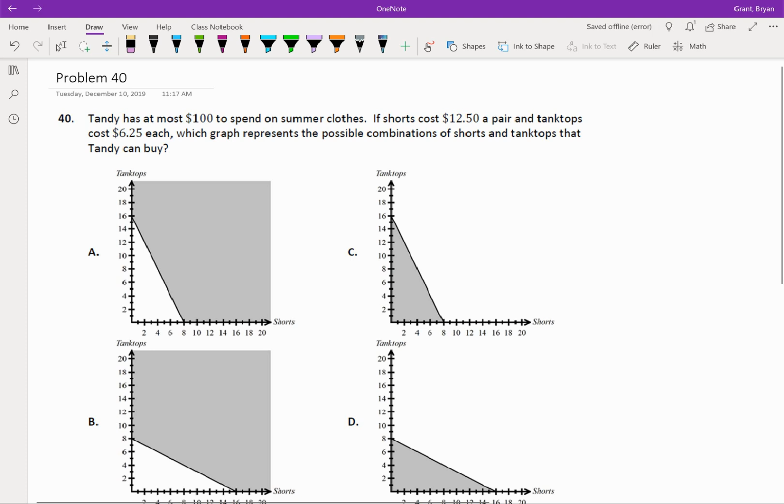We're looking at problem 40, which has to do with Tandy and her outfit choices. Just a reminder that as long as your problem looks like this, even if the problem number is different, it is still good to go. I just am too lazy to re-record these every year.